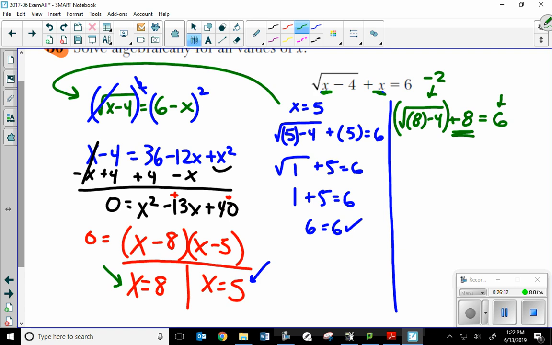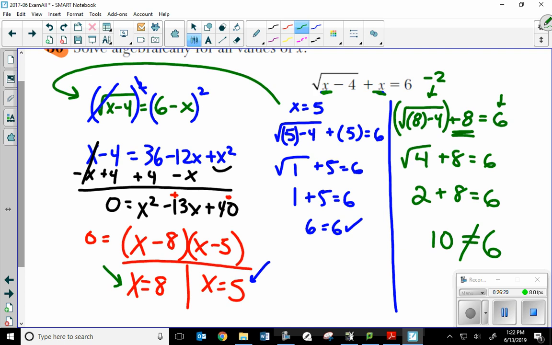If you couldn't identify that, you would have to finish checking this, okay? And we're going to right now. 8 minus 4 is 4. So the square root of 4 plus 8 equals 6. 2 plus 8 equals 6. 10 does not equal 6.